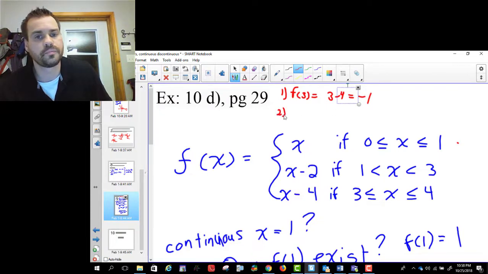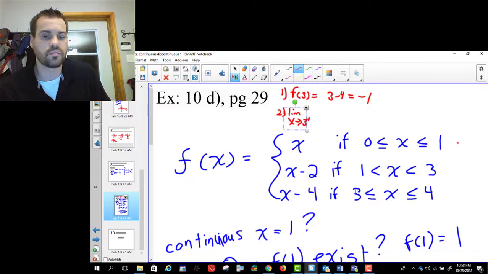Then I look at the limit. I want the limit as x approaches 3, and first of all, I want the limit as x approaches 3 from the positive direction. When x is bigger than 3, it's x minus 4. So I get 3 minus 4, which is minus 1, the same as I got up there, which it should be. Then I'm going to do the limit as x approaches 3 from the left, or less than 3. That is this function, x minus 2. So I get 3 minus 2, and that gives me 1.